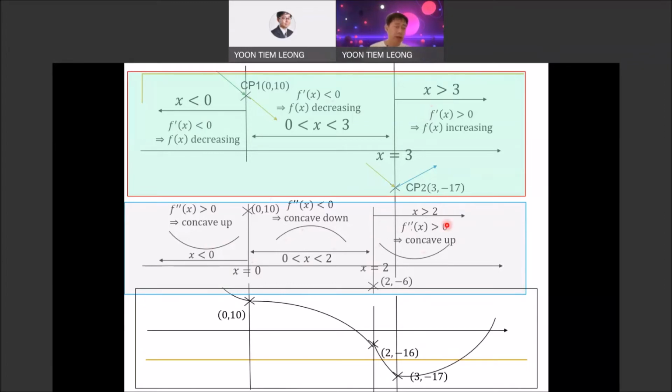In each region, the function will be either increasing or decreasing, and the concavity will be either up or down. Then you have to combine the concavity of the function in this region and also the trend of the function, whether it's increasing or decreasing. Then you sketch a graph.